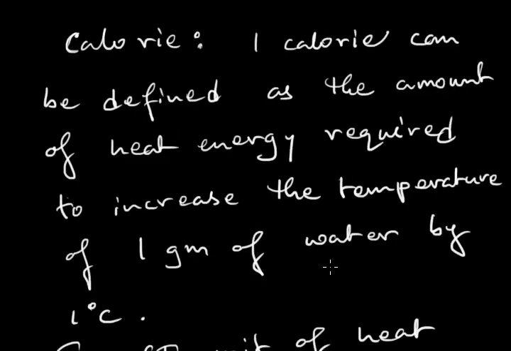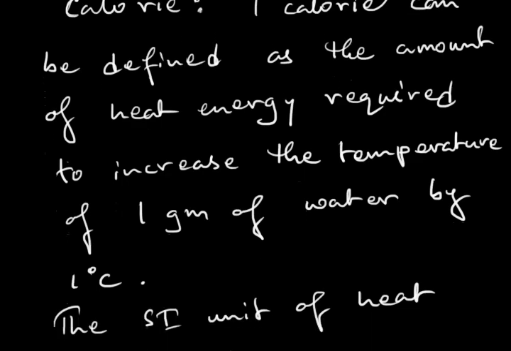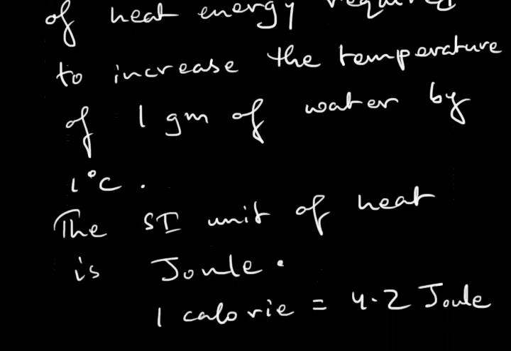The CGS unit of heat is calorie, and 1 calorie can be defined as the amount of heat energy required to increase the temperature of 1 gram of water by 1 degree centigrade. So what is a calorie? It is the amount of heat energy required to increase the temperature of 1 gram of water by 1 degree Celsius.